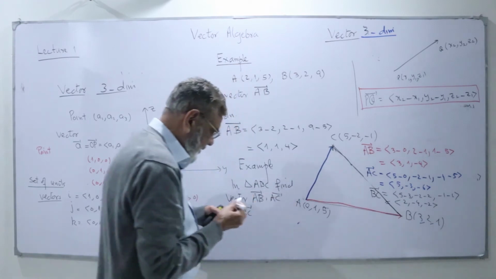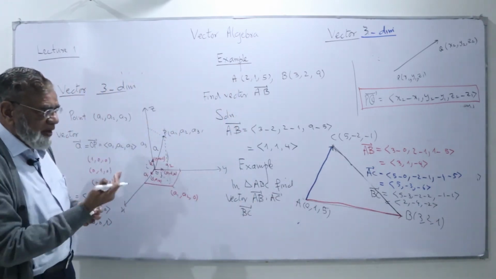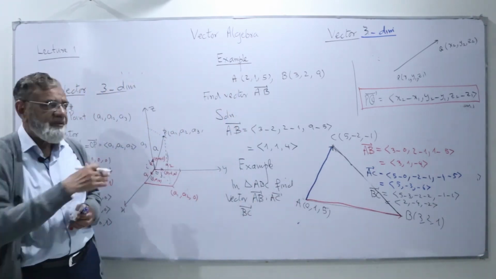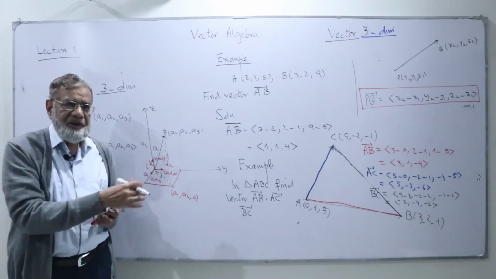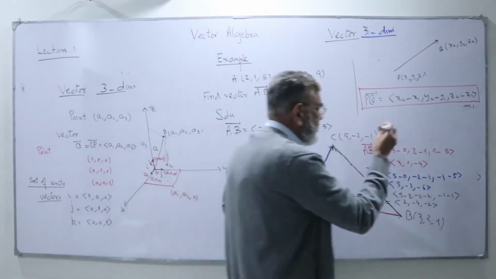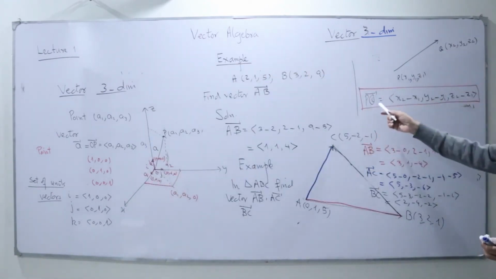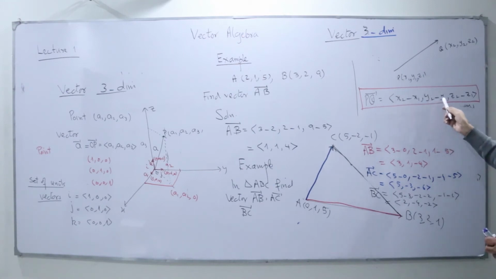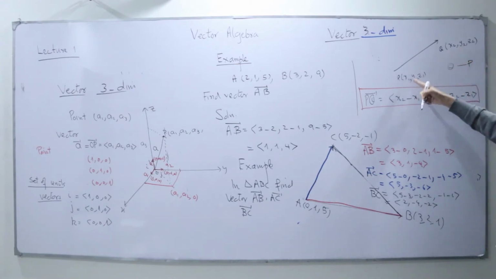So this is how we can define the vectors given any 2 points. Taking a triangle, the 3 sides we can write by using our formula. Let's say the vector QP is x2 minus x1, y2 minus y1, z2 minus z1, where Q is the initial point and P is the terminal point, from Q to P. So apply this formula and we can write the vectors.